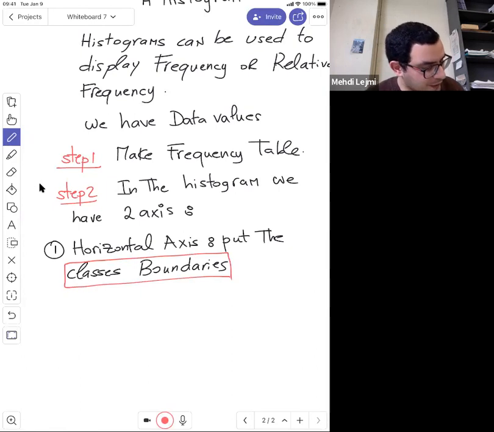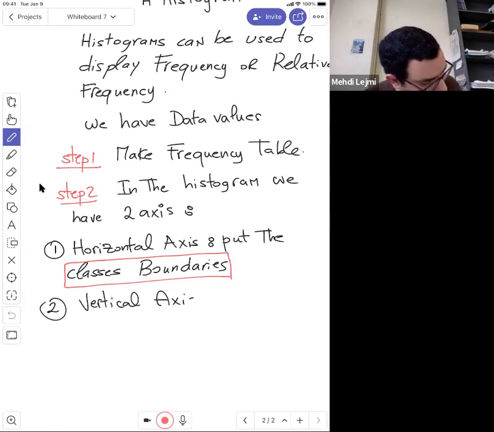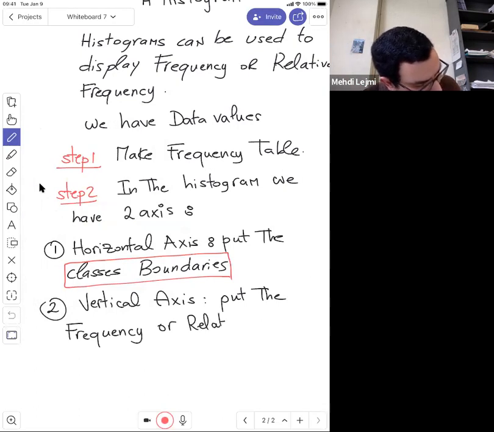Now we're going to have a vertical axis. In the vertical axis, you're going to put either the frequency or the relative frequency. It depends on what you want. Let's say you want to display a frequency, then you put the frequency on your vertical axis. Again, this depends on what we want.